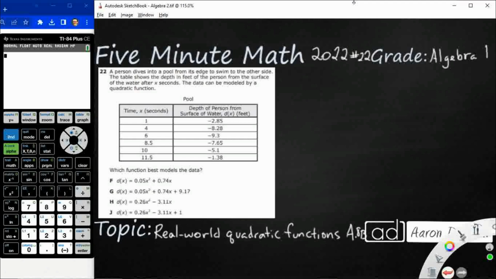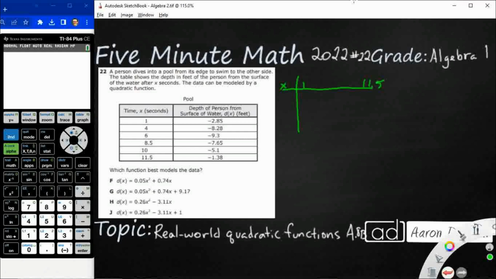So we have a person diving into a pool, right? And you see we've got our x-coordinates if we wanted to graph this. Looks like we're going to stay over in quadrant 4. So our x-coordinates, the time, are just going to go from 1 over to 11.5.